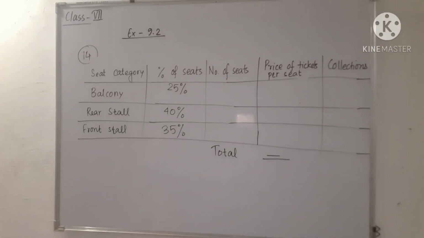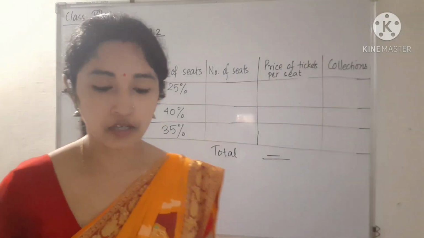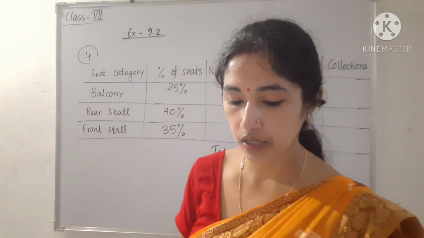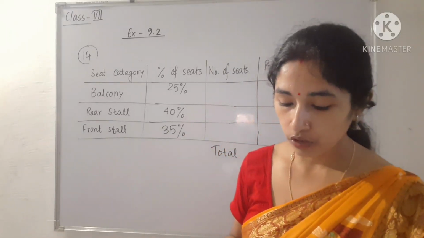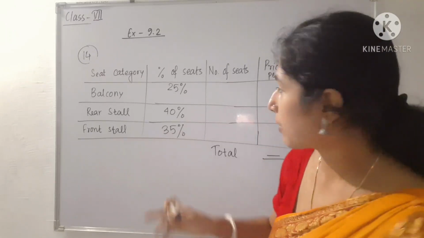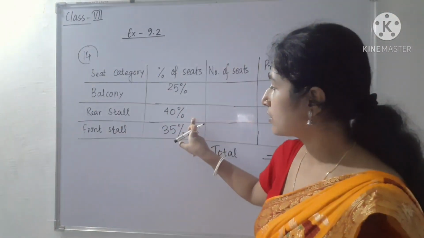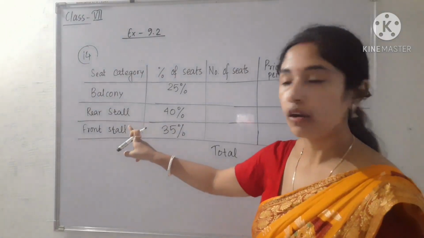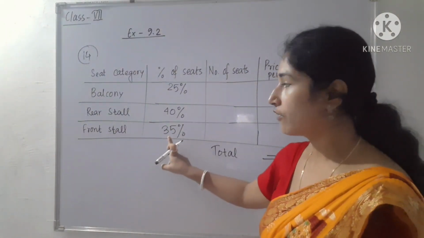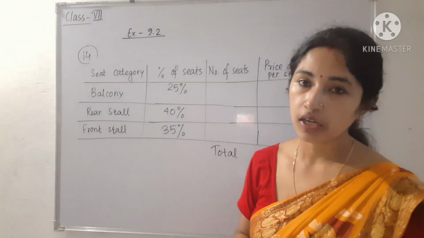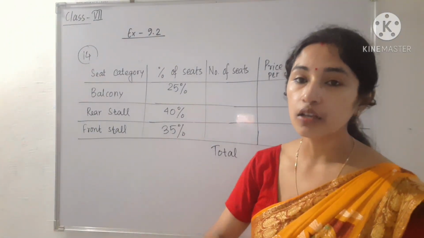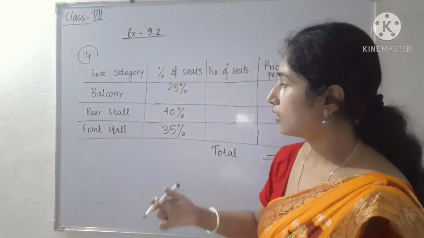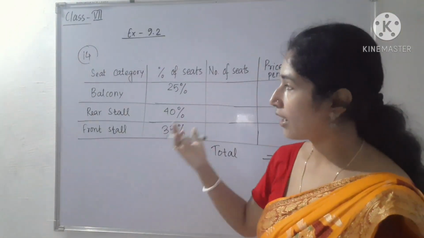So see, I am doing question number 14 next. 13 is also a similar type of question like question number 12. So in 14 you can see, in a theatre there are a total of 1500 seats. Out of these, 25% of the seats are balcony. Next, 40% of the seats are rear stall, and front stall is 35% of the total seats. So these are the categories of the seats: front stall, rear stall, and balcony.